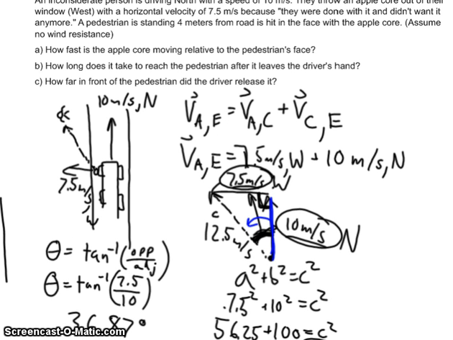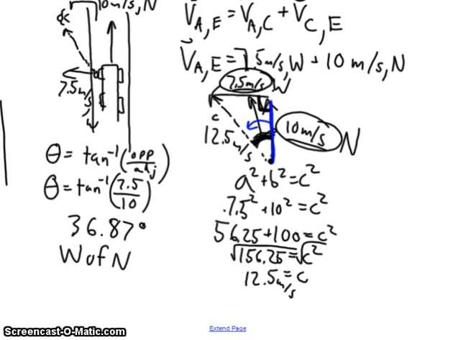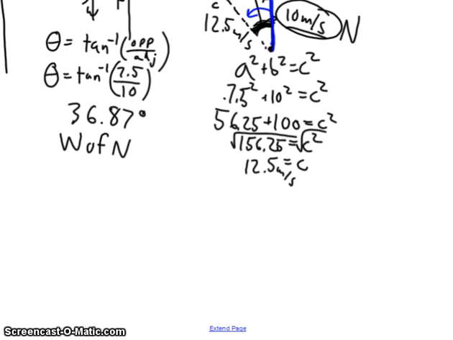Part B asks, how long does it take to reach the pedestrian after it leaves the driver's hand? Well, if our pedestrian is standing 4 meters away from the road where the driver throws it from, then we need to use our kinematics equation. Now, this is horizontal motion, so that means that there is 0 acceleration. And I know my initial velocity, and I want to find my time, and I know my displacement, because my displacement for part B is 4 meters. I know my acceleration is 0.